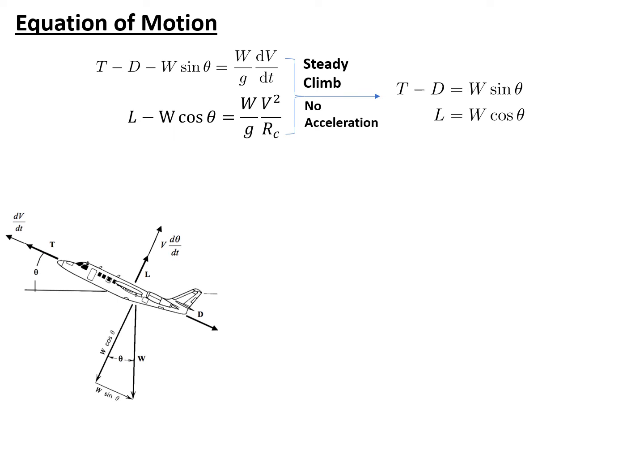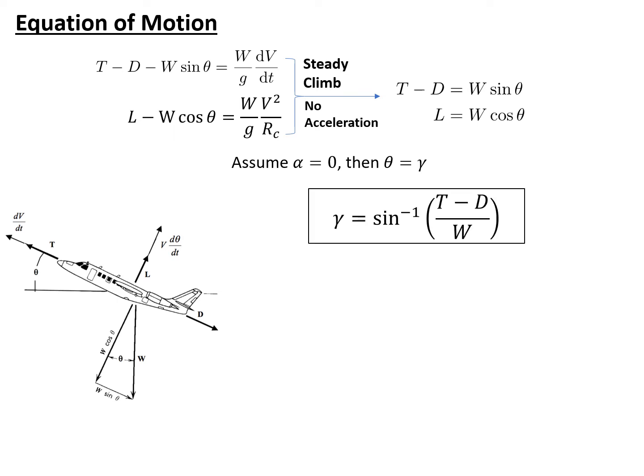Then we have the simplified equation of motion, or the equation of motion for steady climb. And let's further assume that the angle of attack of the aircraft is 0. That means the fuselage is aligned with the flight path, so the pitch angle theta is the same as the climb angle gamma. Okay, so we know theta can be replaced by gamma in the equation of motion.